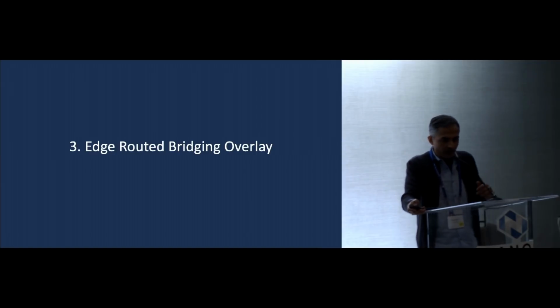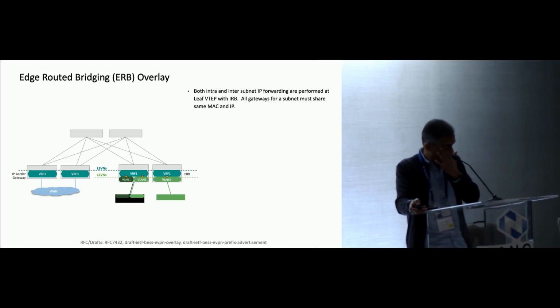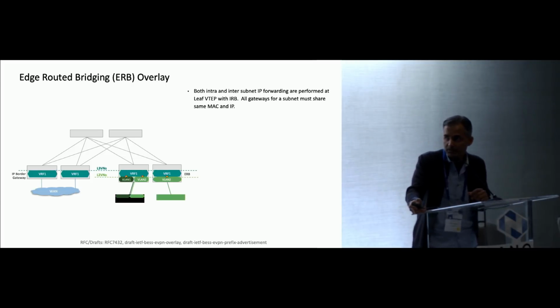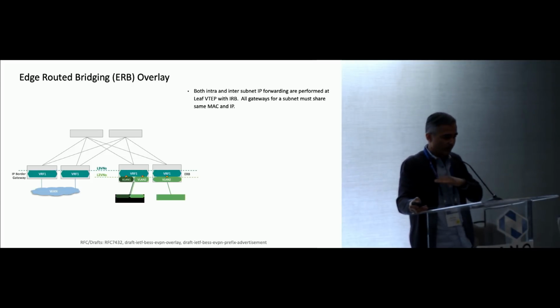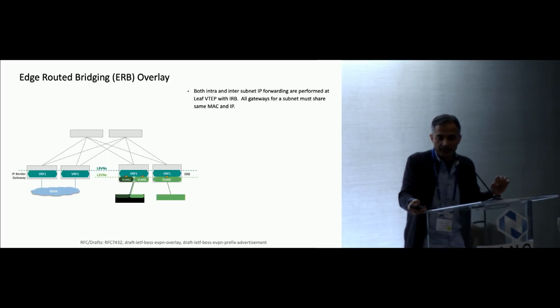The third overlay model is edge-routed bridging. In edge-routed bridging, we move the routing function from the central point all the way to all the leaf VTEPs where the tenant's end systems are connected. So our tenant VRFs are pretty much everywhere where tenant end systems are connected. And all these gateways for every subnet need to have the same MAC and IP for this to work.